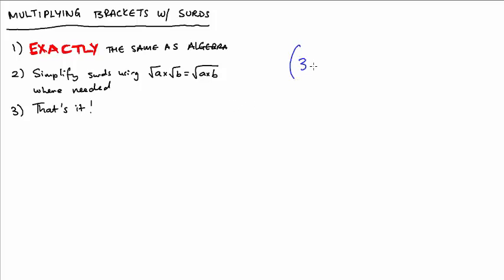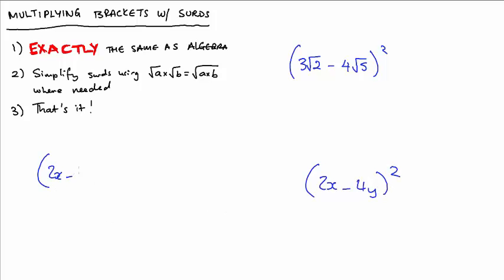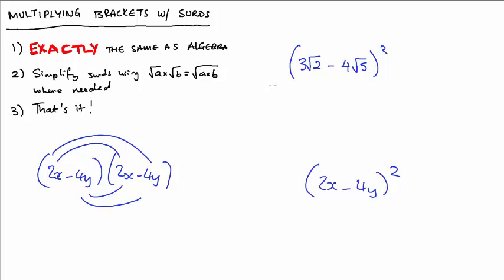Let's mix this up. Let's go for (3√2 − 4√5)². Remember, this is exactly the same as saying (2x − 4y)². So we'll do it this way, the same way you'd do (2x − 4y)². First let's write in the double brackets. You could have done this and then plugged in x equals √2 and y equals √5, but I say just do it like this.